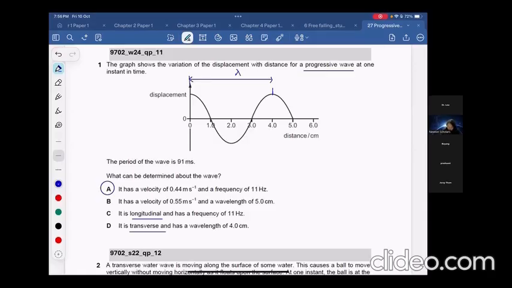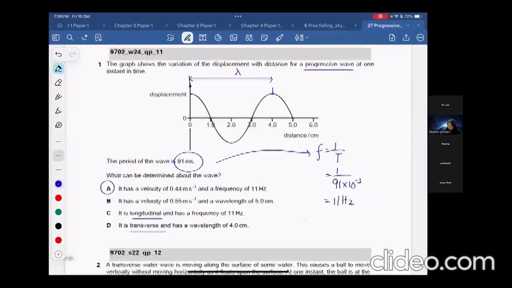So from this distance, they say that the period is 91 milliseconds. From period, you can calculate the frequency is 1 over period. So 1 over 91 times 10 power of negative 3, you will get 11 hertz. Then v equals f lambda. Frequency is 11, wavelength is 4 times 10 power of negative 2. So we will get 0.44 meter per second. Answer is A. This one confirm correct.